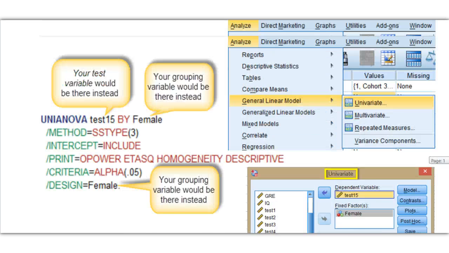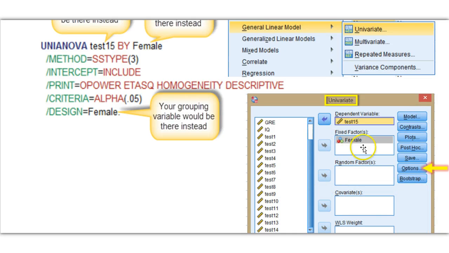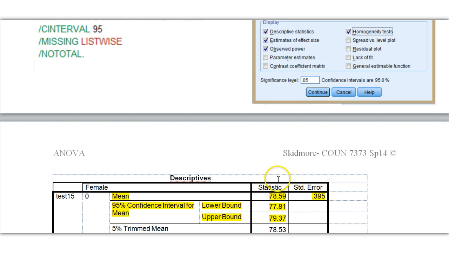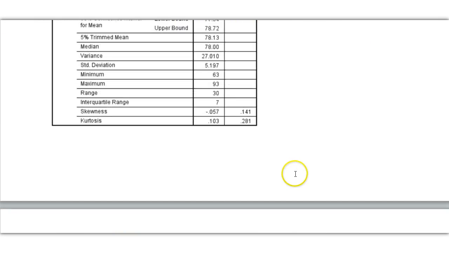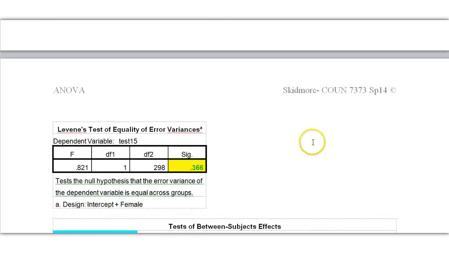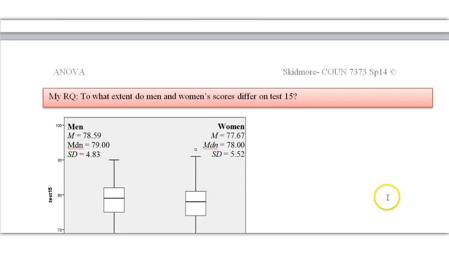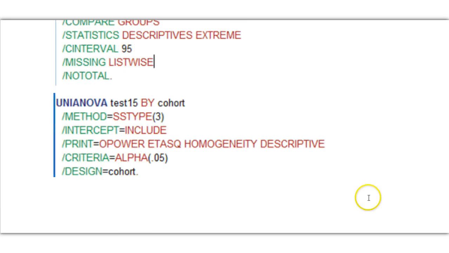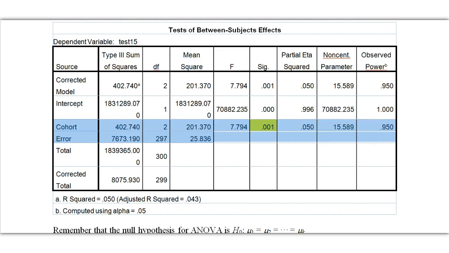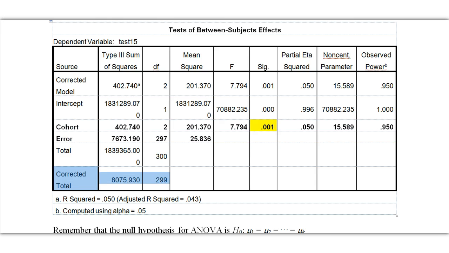In other words, you would click through exactly the same, except for the differences. Instead of having female here, you have cohorts. You'd go through your options and click on those values there, and you end up with the syntax that you have. You'd go through your descriptives, look at your assumptions for normality and for Levene's, and then you would end up with your ANOVA table for this new syntax. And here's the ANOVA table. So we have our test of between subjects, and again the rows that we would be interested in would be these 3 rows right here.